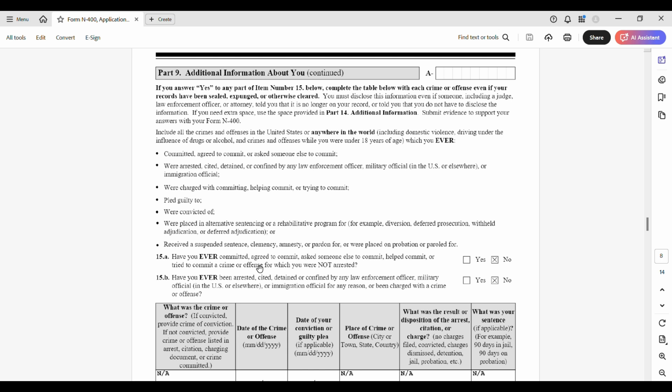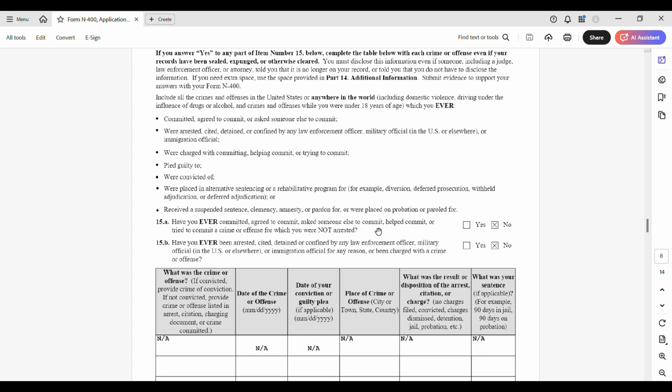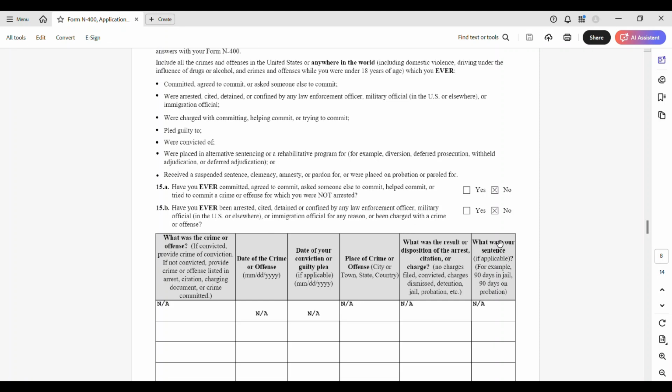15A, have you ever committed, agreed to commit, asked someone else to commit, helped commit, or tried to commit a crime or offense for which you were not arrested? You're going to answer as applicable to you. Have you ever been arrested, cited, detained, or confined by any law enforcement officer, military official in the U.S. or elsewhere, or immigration official for any reason, or been charged with a crime or offense? Answer as applicable to you.